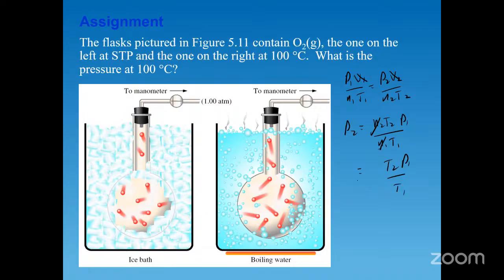Now, T2 is 100 degrees Celsius, which is the same thing as 373 Kelvin. P1 is the initial pressure, which is 1.00 atmospheres. And T1 is the 0 degrees, which is 273 Kelvin. That's it as far as the setup is concerned. 373 divided by 273. So according to my calculation, this works out to be equal to 1.37 atmospheres because the Kelvin units will cancel out. All right. Okay, any questions about this one?